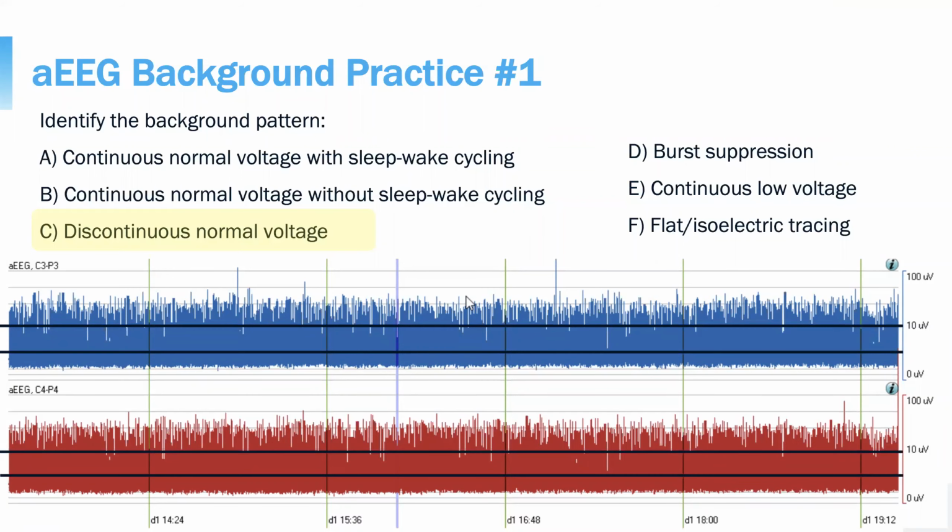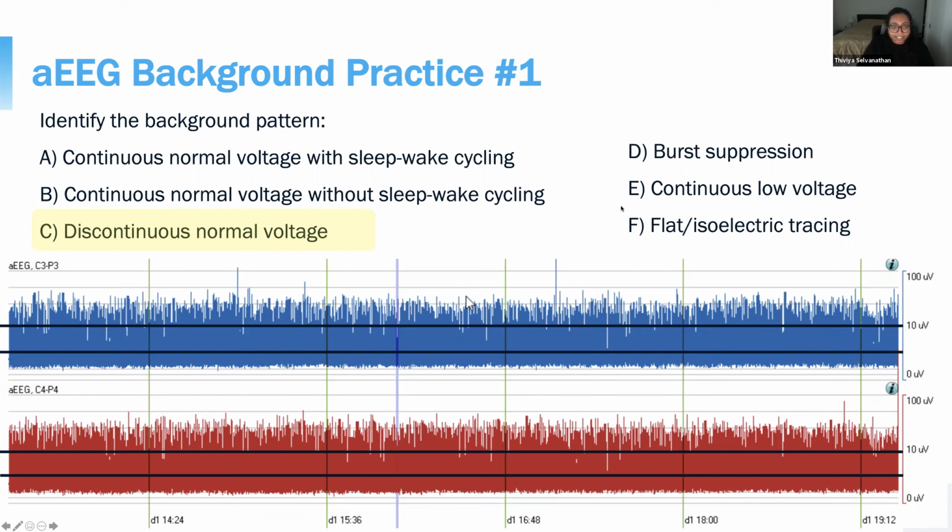Very strange. So the correct answer for this one is discontinuous normal voltage. And we'll take up the answer. The reason this one is discontinuous normal voltage is because the lower margin is less than 5 microvolts, as shown here by this bottom blue bar. And then the upper margin is greater than 10 microvolts, which is shown with the upper black bar.